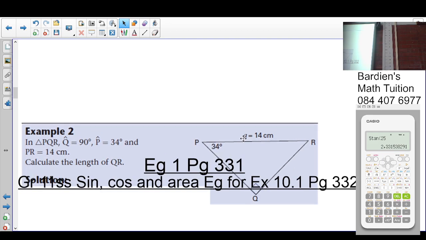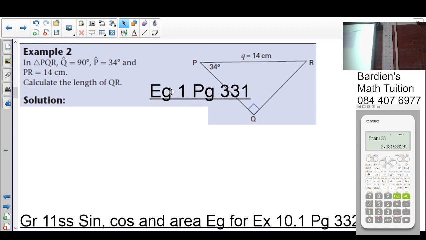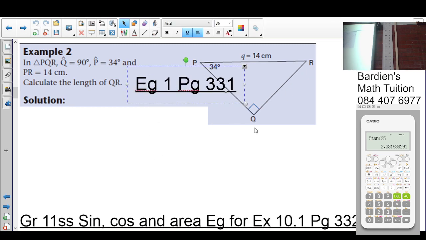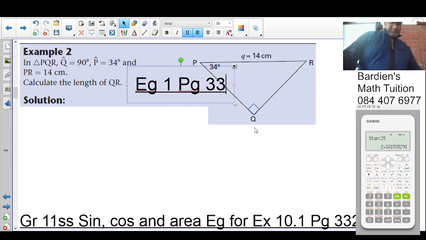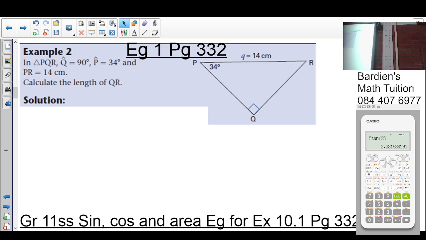Now we're looking at example 2, which is on page 332. Here we are told that in triangle PQR, angle Q is 90 degrees, angle P is 34 degrees, and PR is 14, which is lowercase q. Calculate the length of QR.